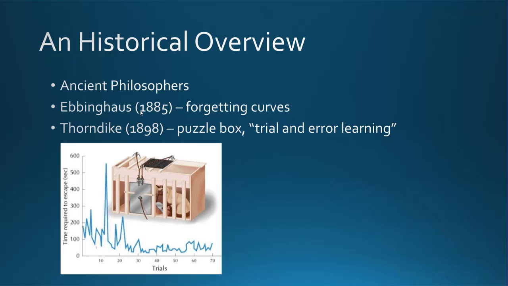1898, studied the puzzle box, and what he studied was trial and error learning. So here's a picture of a puzzle box. This is the box, and you can see that there's a cat placed in the box. You put the cat in the box, and you shut the door, and anybody who knows cats knows they don't like to be confined in boxes unless they get in the box themselves. So you put the cat in, you shut the door, and they want to get out of the box.